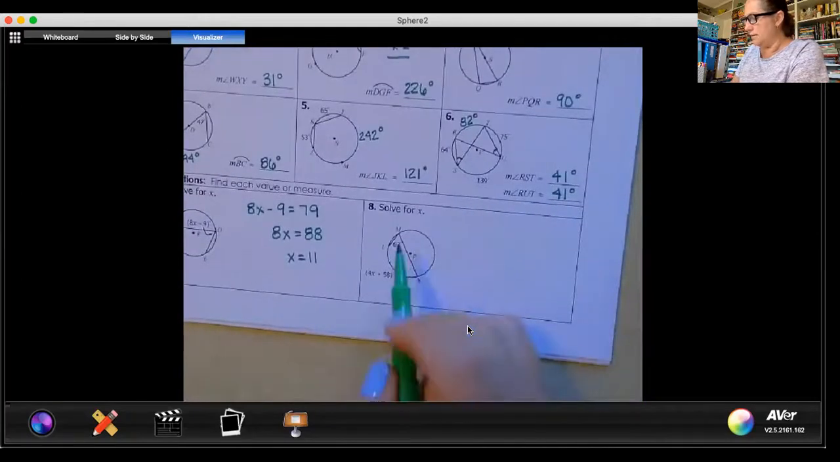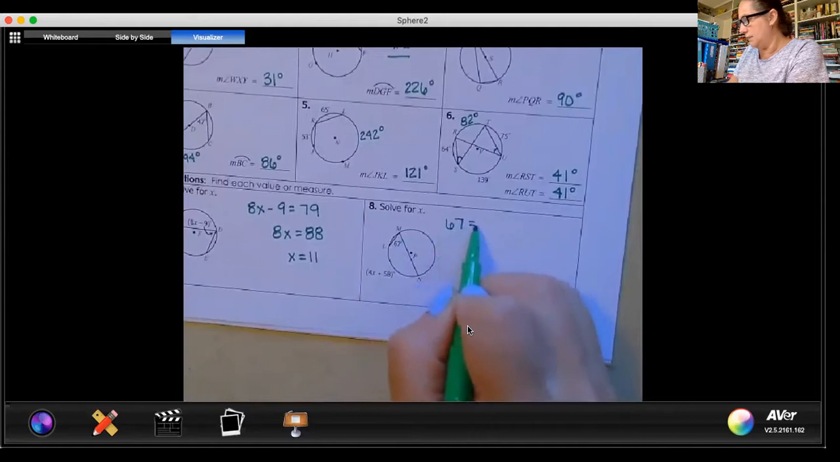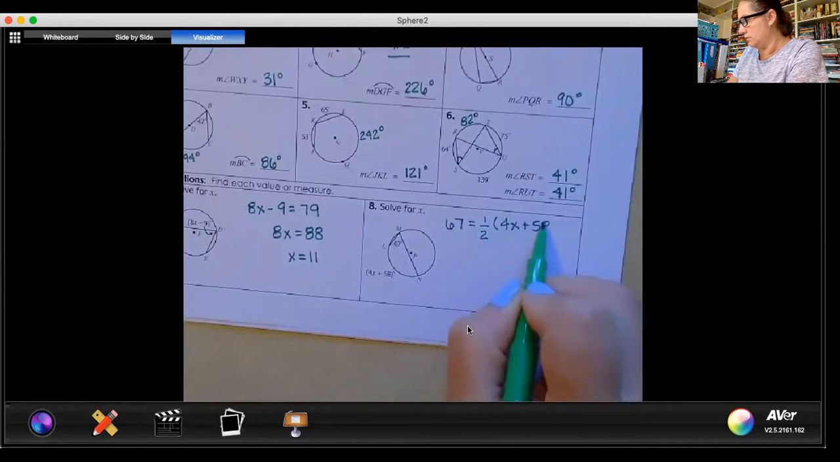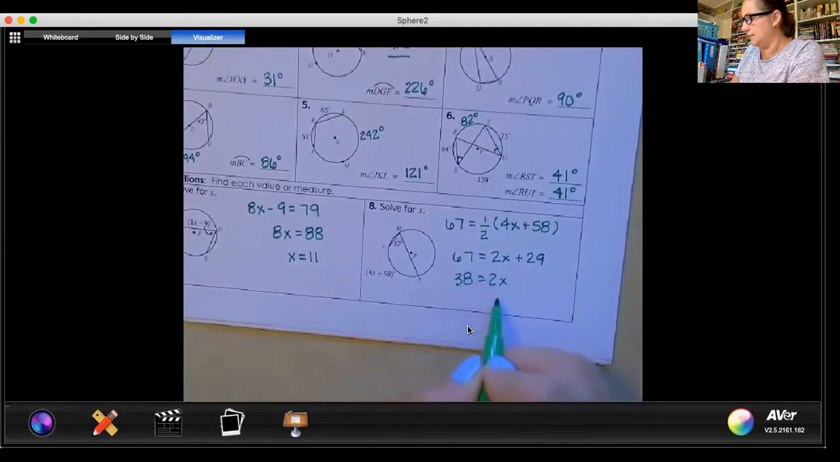And for number 8, the angle is 67. So the angle is half of the arc. So 67 is equal to 2x plus 29. And 38 equals 2x, so x is 19.